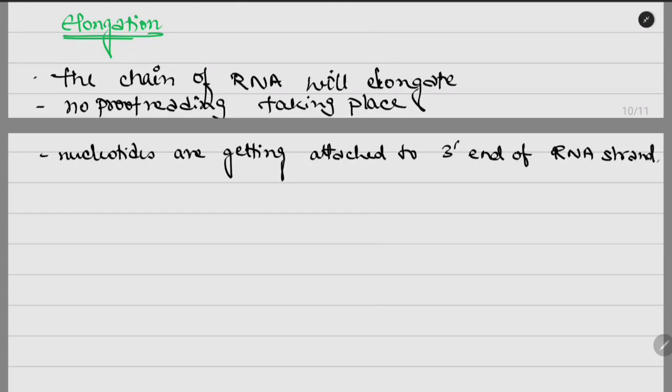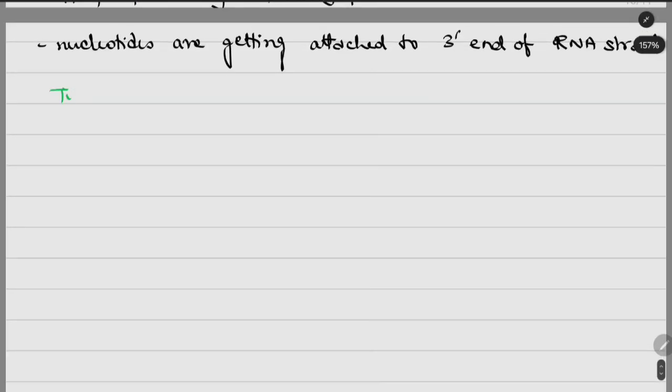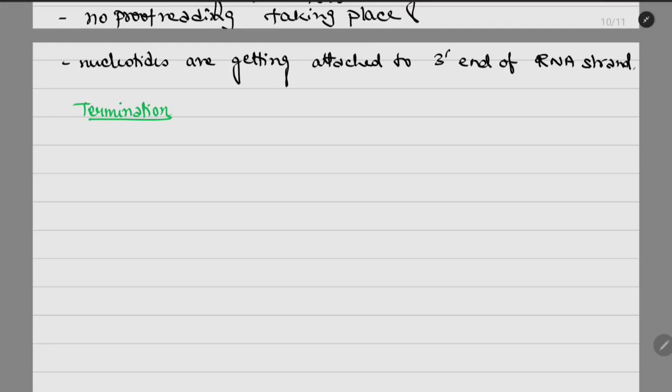Now finally there is termination. Termination occurs by two processes. One is the intrinsic, meaning in DNA there are some sequences which help to terminate the RNA polymerase activity. Okay, and another one is the extrinsic, meaning there are some factors which help to terminate the transcription process.